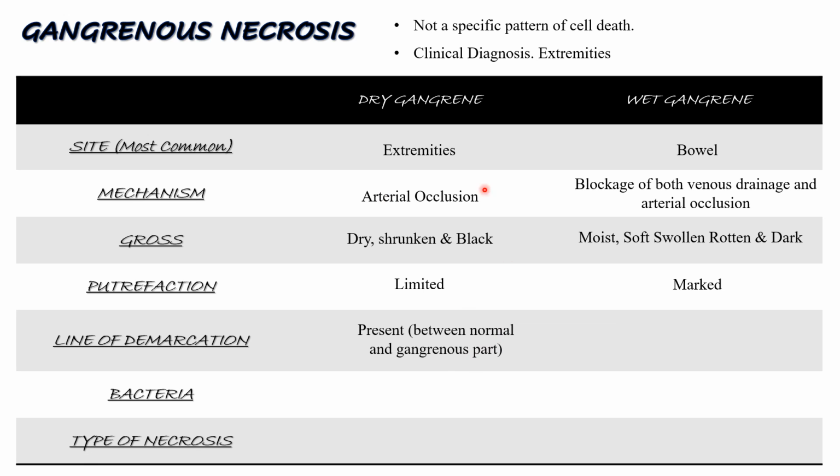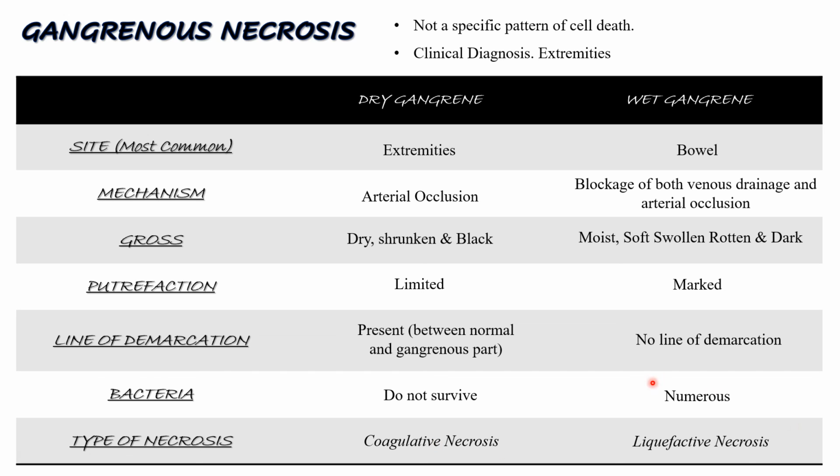A line of demarcation will be seen in dry gangrene, whereas you cannot appreciate that line of demarcation in wet gangrene. Since there is very limited blood supply, the bacteria will not be able to survive in case of dry gangrene. In wet gangrene, there will be numerous bacteria and there will be a superadded bacterial infection. So now you tell me the answer for this. The type of necrosis in dry gangrene is coagulative necrosis, and in wet gangrene it is liquefactive necrosis because there is superimposed bacterial infection.